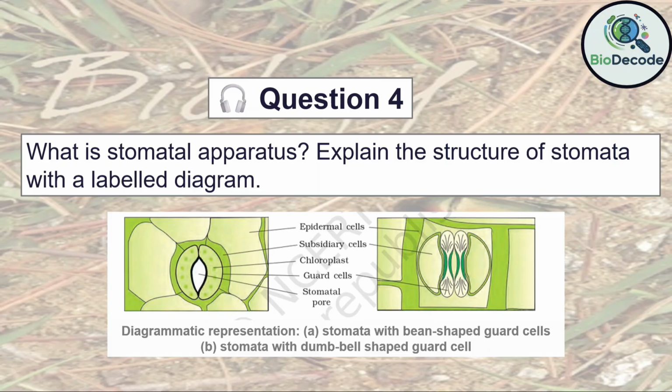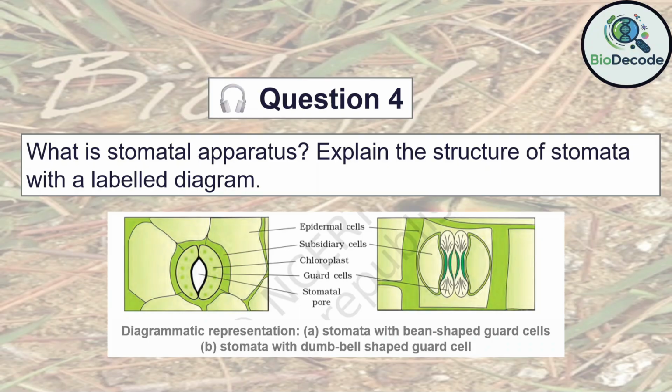The guard cells are usually bean-shaped in dicots and dumbbell-shaped in grasses (monocots). Each guard cell has a nucleus, cytoplasm, and chloroplasts. The inner wall of a guard cell, which faces the stomatal pore, is thicker, while the outer wall is thinner and elastic. Changes in turgidity of the guard cells regulate the opening and closing of the stomatal pore.